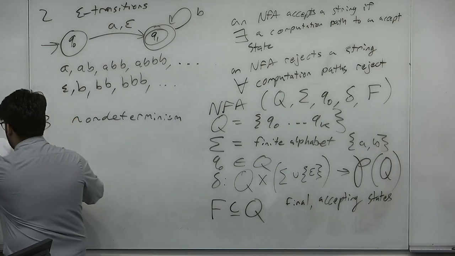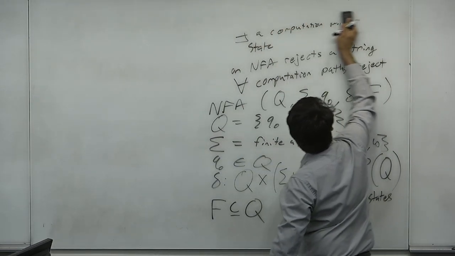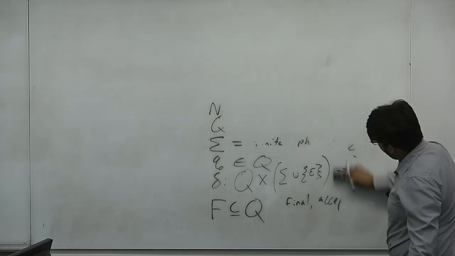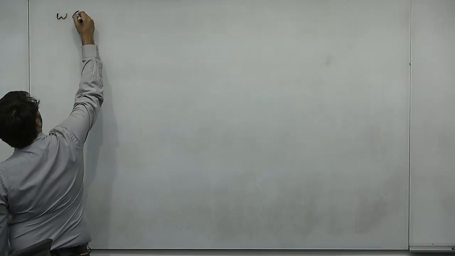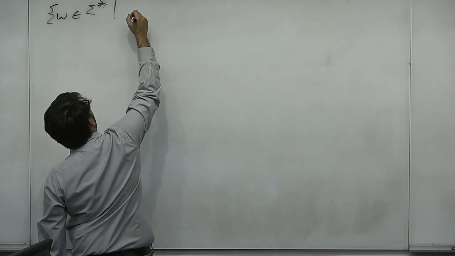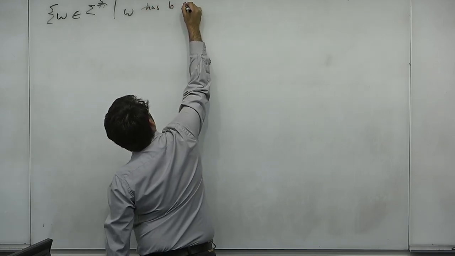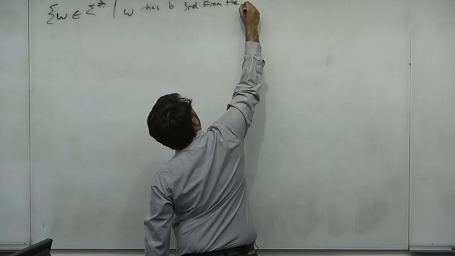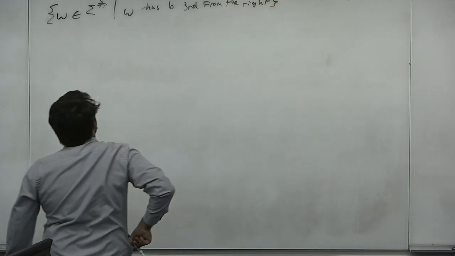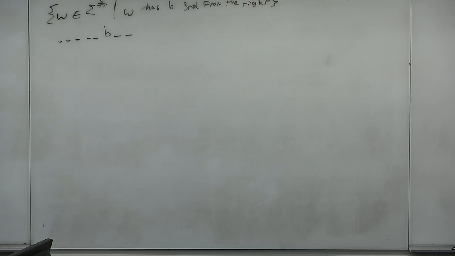Let's do two more examples. Consider w in sigma star. This one you can do almost the same way. w such that w has a B in the third place from the right. So basically what this looks like is there's a bunch of letters, there's a B, and then there's exactly two letters. So we want to write an NFA for this language. So how do you do that? Well, what's the NFA look like for this one?